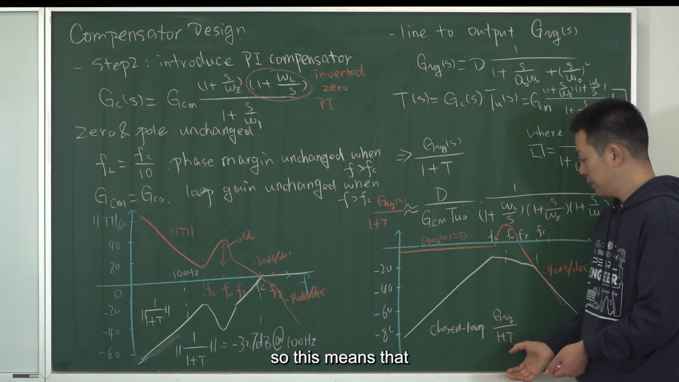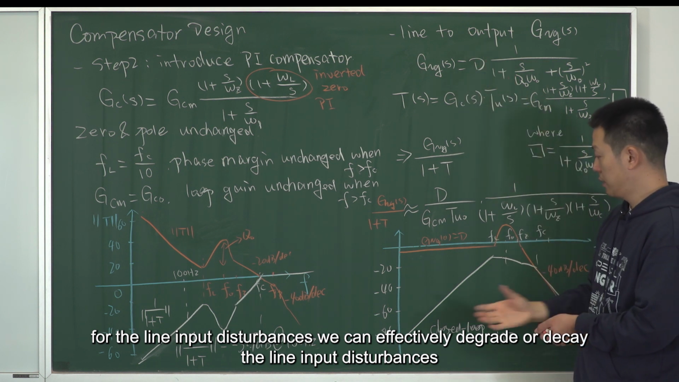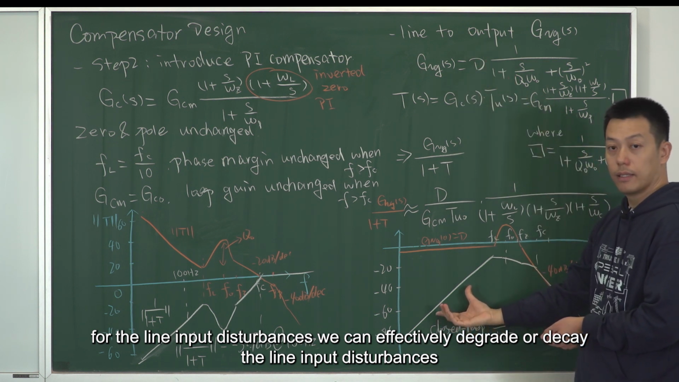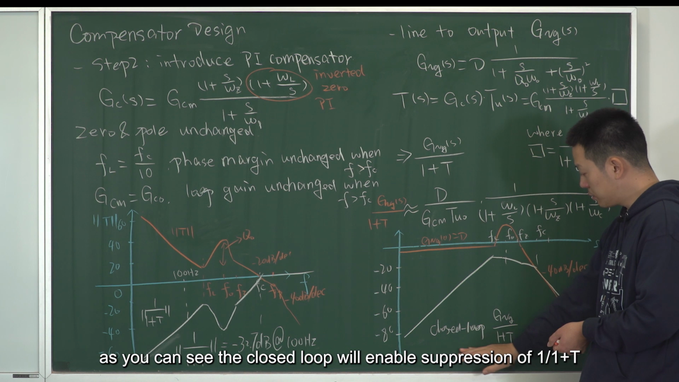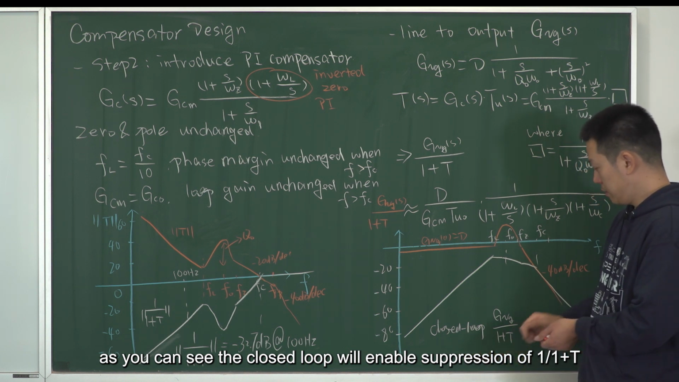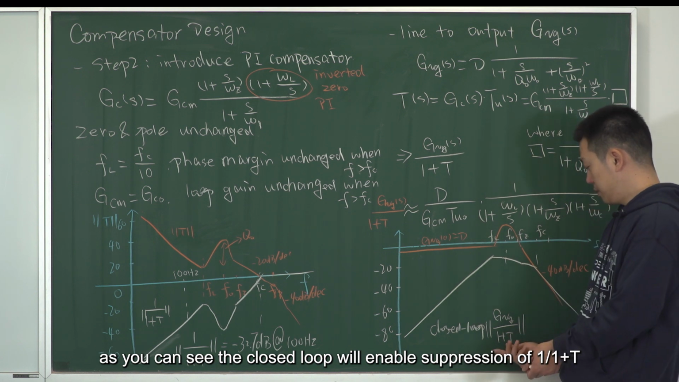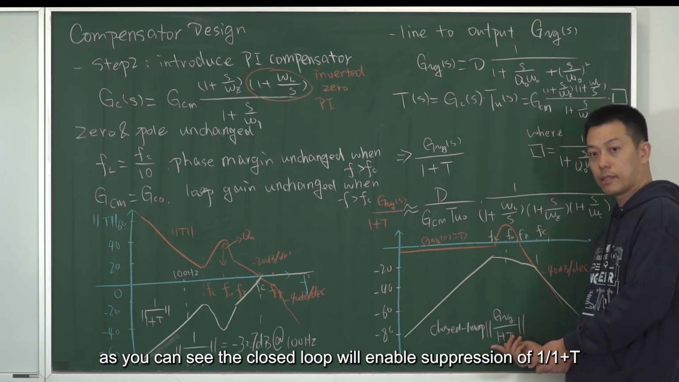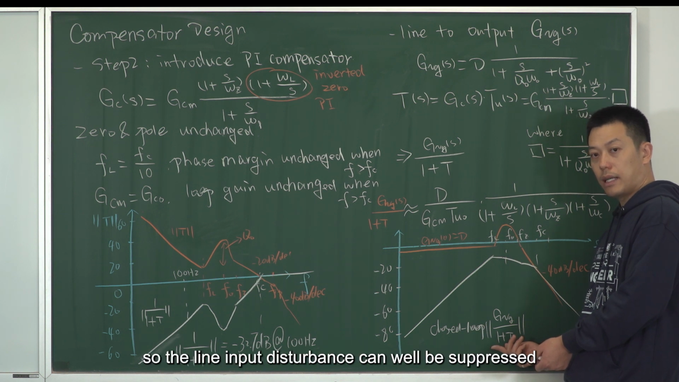So this means that for the line input disturbances, we can effectively attenuate them. As you can see, the closed loop enables suppression through 1 over 1 plus T. And because T is really large at low frequency, the line input disturbance will be suppressed. Okay.